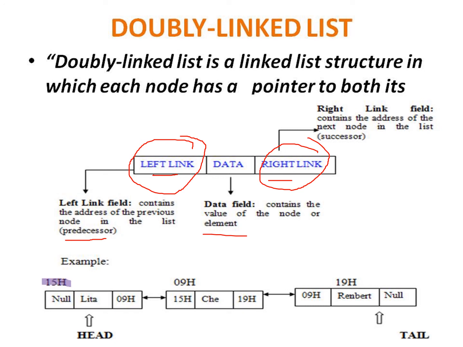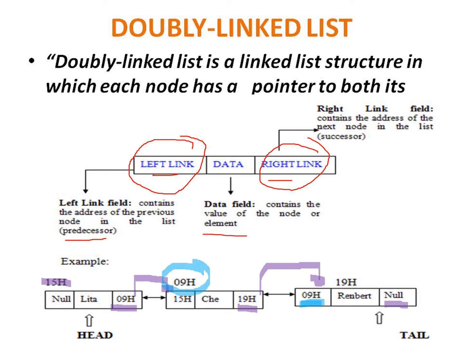From first node, from 15H, okay, we refer to the right link field. Right link field is our successor. So, successor is 09H. Okay? And then 09H points to its successor, 19H. Okay? And then 19H points to no more. So, ibig sabihin, siya yung last node. And then 19H has a left link field. So, left link field naman niya points to its predecessor. So, ang predecessor ng 19H ay si 09H.